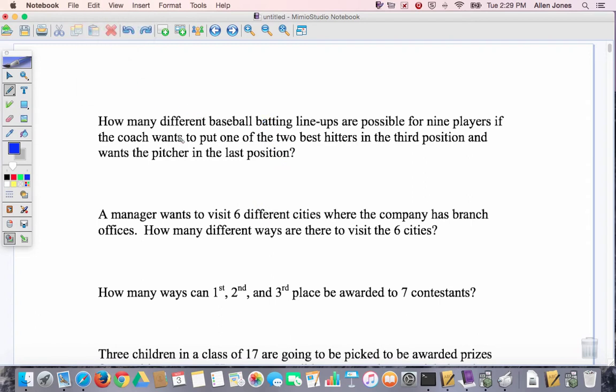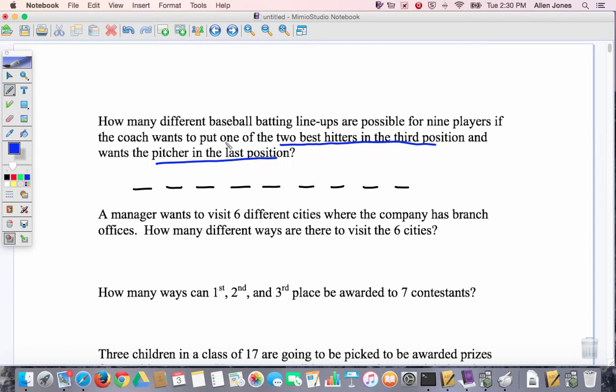Baseball. How many different baseball batting lineups are possible for 9 players if the coach wants to put one of the 2 best hitters in the 3rd position and wants the pitcher to bat last? In these situations where we have special criteria to meet, it is easier to set up blanks, 9 of them, for all 9 positions in our batting order and fill in our 2 criteria.